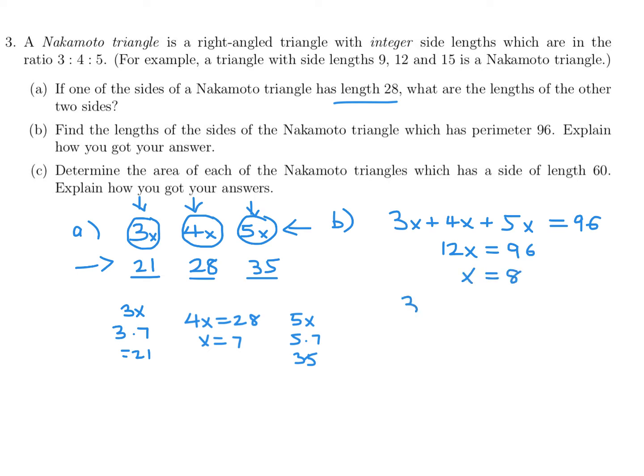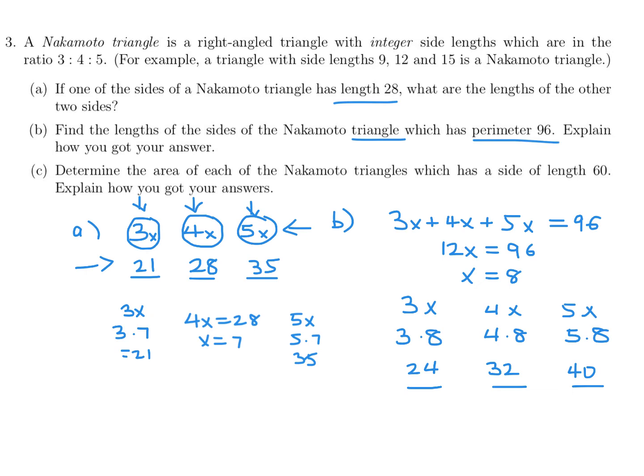So my side lengths are 3x, 4x, and 5x. 3x would be 3 times 8, which is 24. 4x would be 4 times 8, which is 32. And 5x would be 5 times 8, which is 40. So those are the integer side lengths of the triangle, which has a perimeter of 96.